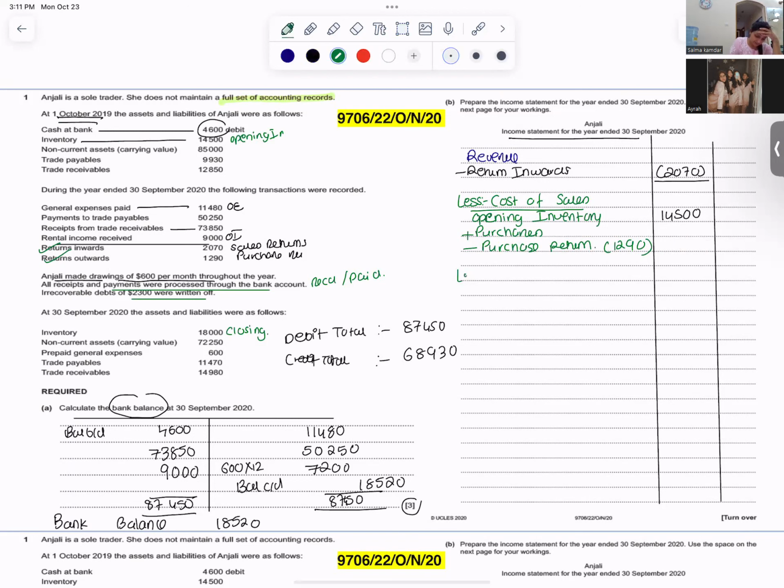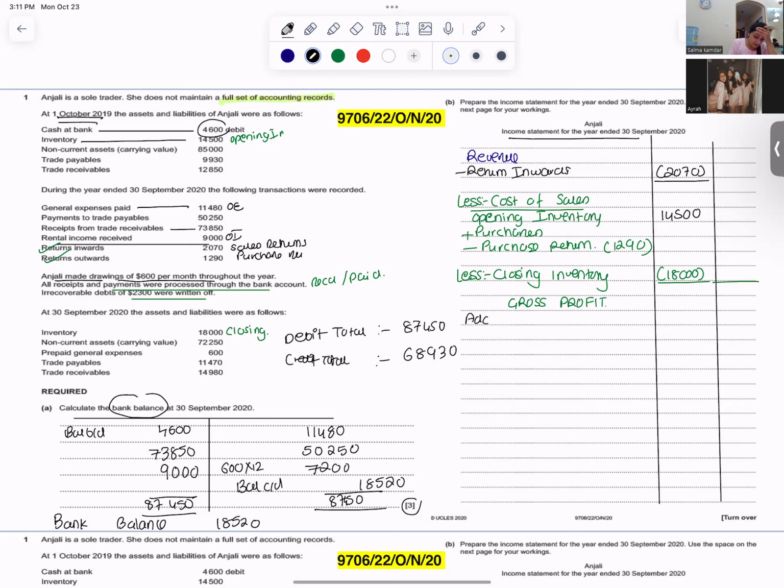18,000 is closing inventory. I have closing inventory as 18,000. This will give me my cost of sales, and when I minus the cost of sales, I will get gross profit. From the information that I have, I am doing it.